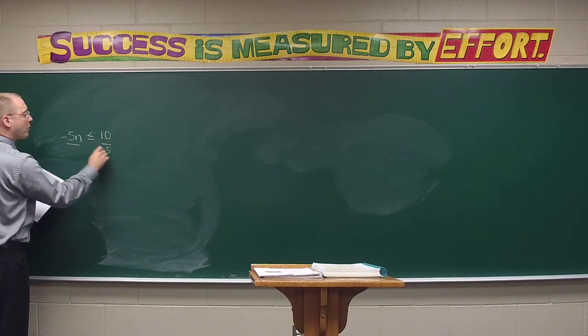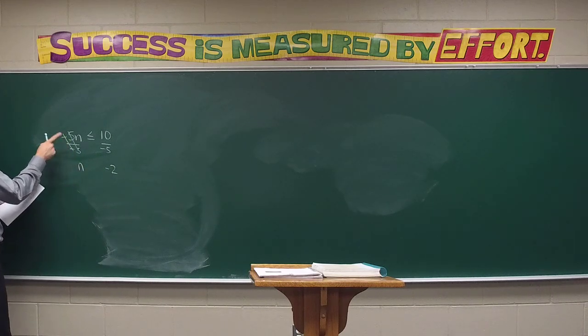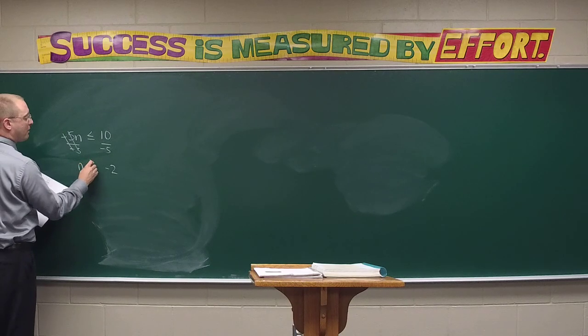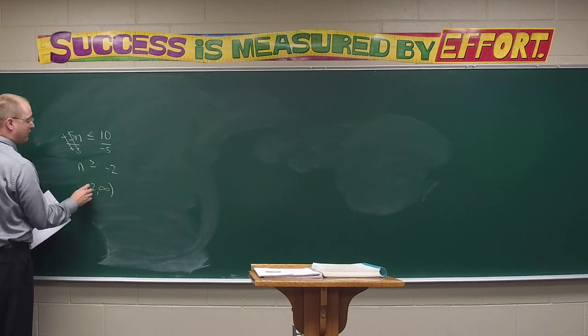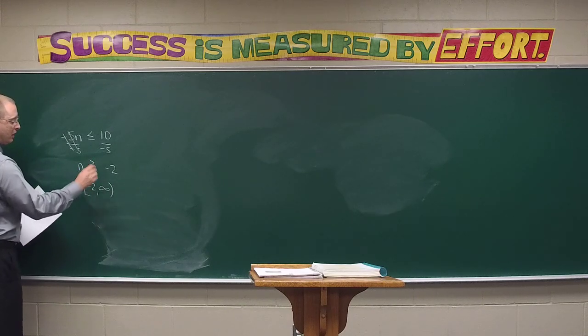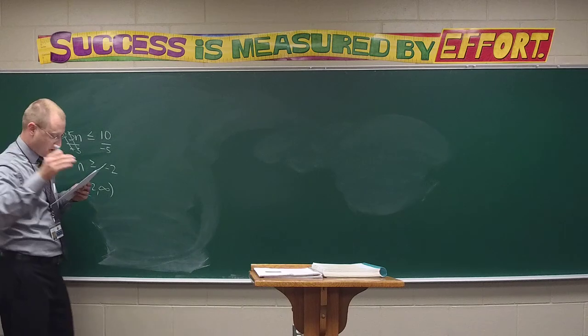I think you divided away the -5 and you got -2, but since you divide by a negative, it should have become a greater than or equal to here. So we should have had -2 to infinity, and since we have the or equal to, we'll have the bracket here on the -2.